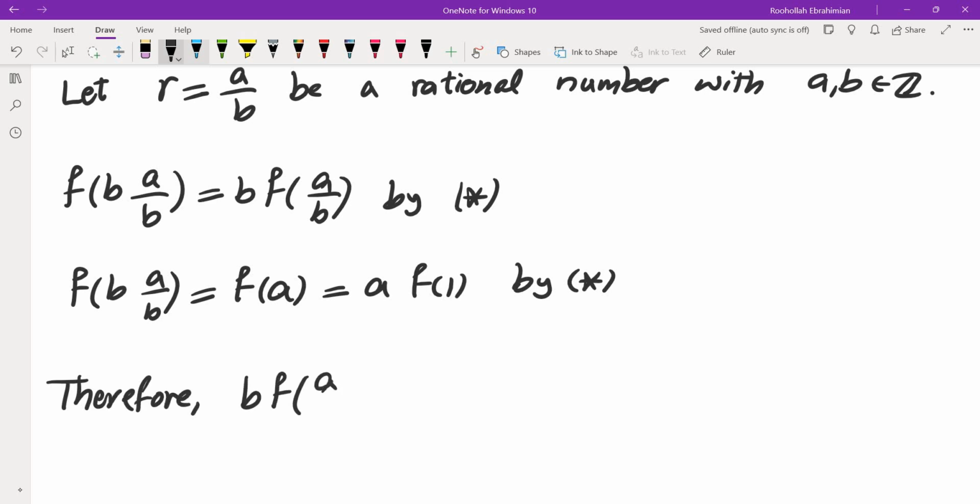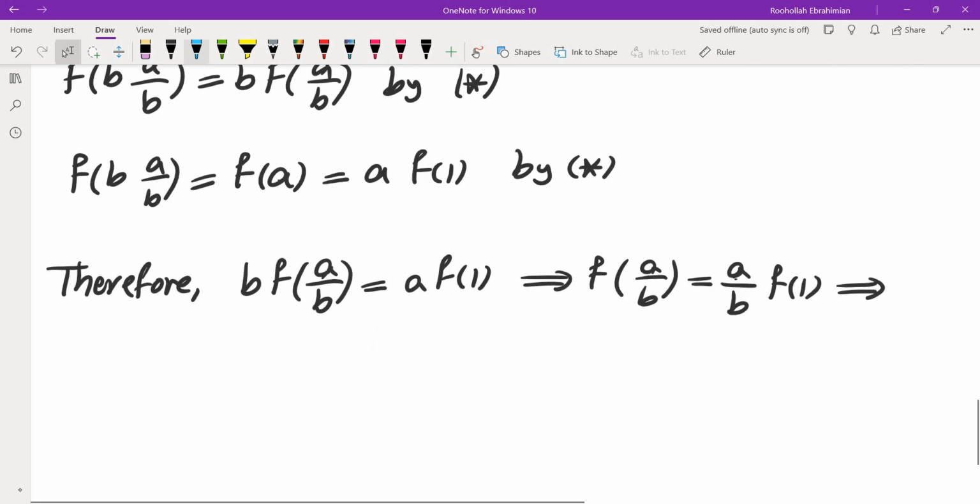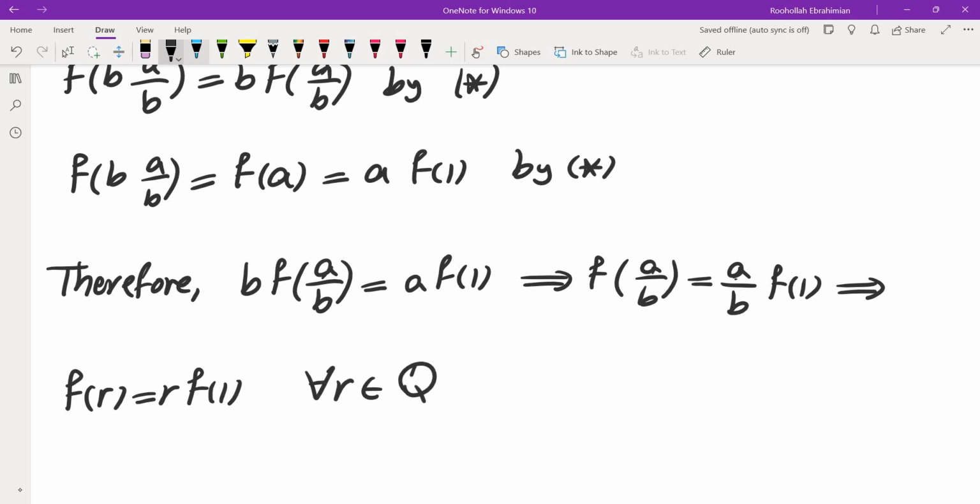B f of A over B is equal to A f of 1, which means f of A over B is equal to A over B f of 1. Replacing A over B by R, we get f of R equals R f of 1 for every rational R. So this completes the proof of the Cauchy functional equation, the first part.